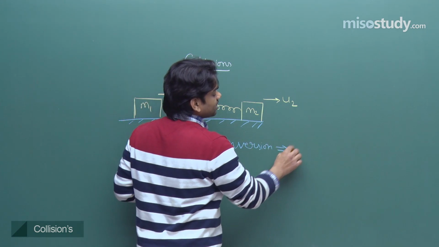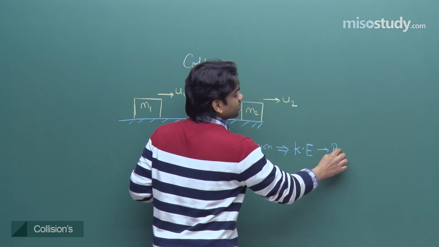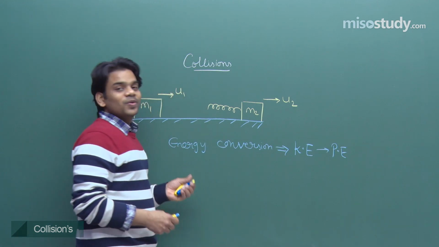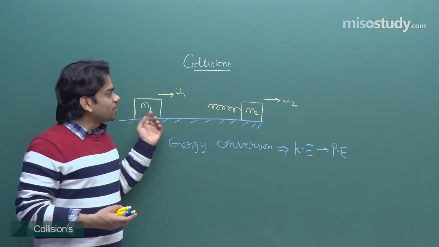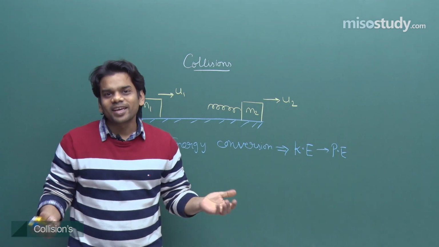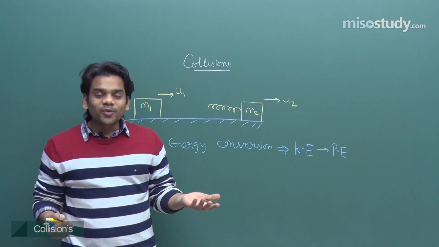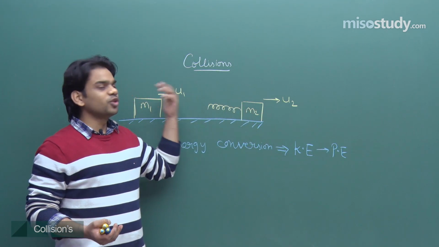Kinetic energy is getting converted into potential energy. Now the spring will exert a force on this block, and this block, and the spring will try to reach its natural length, so it will again convert its potential energy and give it to the kinetic energy of these two blocks.